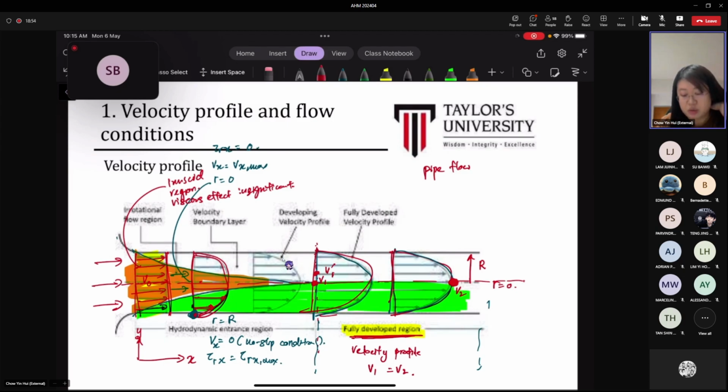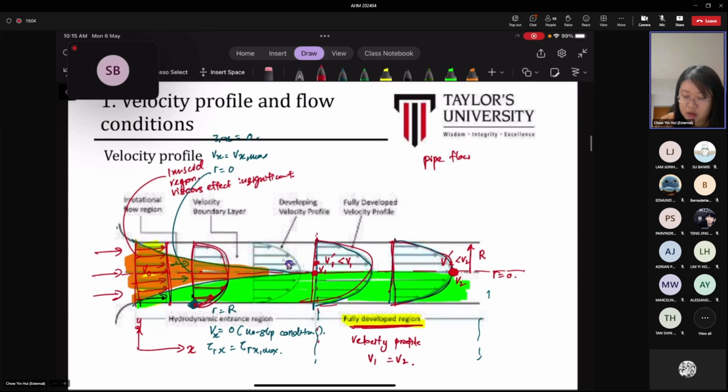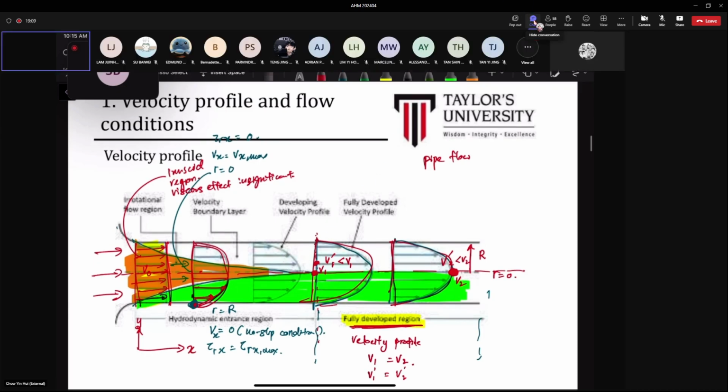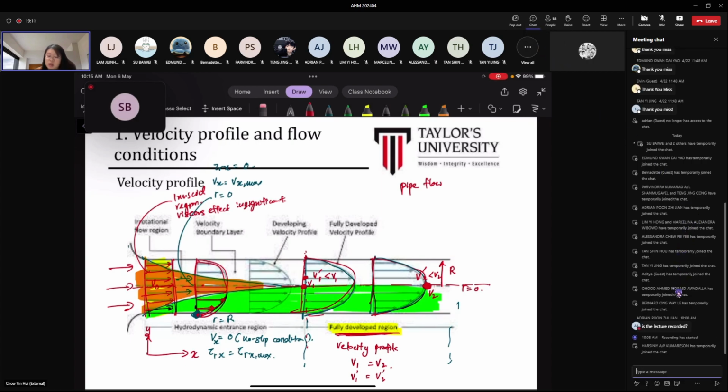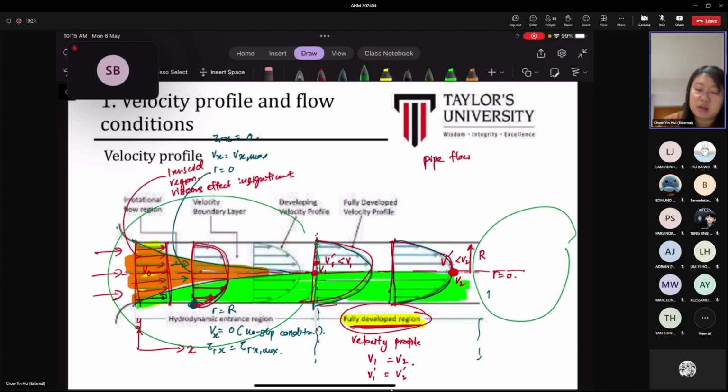It would be smaller than V1, because of the viscous effect. Likewise V2 prime will be smaller than V2. But in the fully developed region, V prime 1 will be equal to V2 prime. So in the fully developed region, your velocity will no longer be affected by the entrance effect or the exit effect. So it's fully developed now.